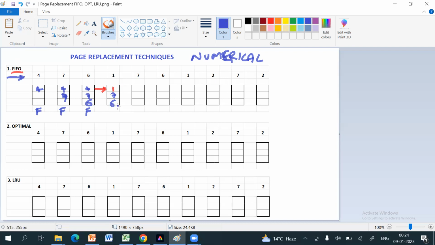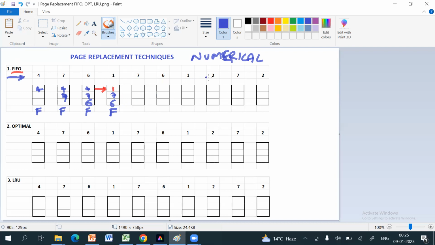Now among 1, 7, 6, the frames are full. Next in line is 7. Earlier there was a page fault, sorry, you were looking for a 1. It's not found, so it generates a page fault. Now you're looking for 7. It is found in the memory, so no need to load it again. There won't be any page fault here. 6 is already there in the memory, so no need to load again. 1 is already there in the memory, no need to load.